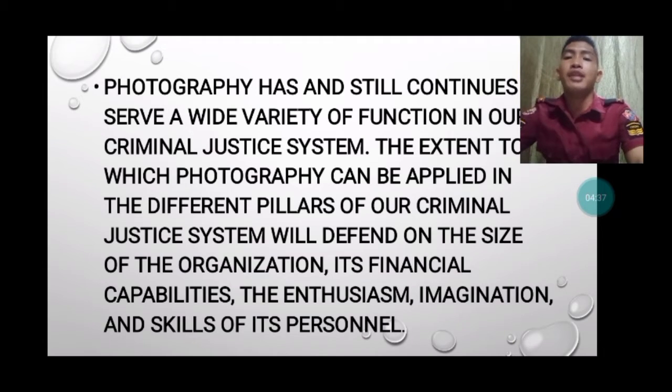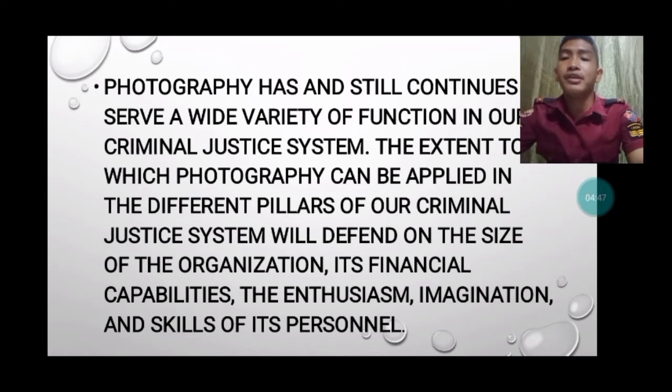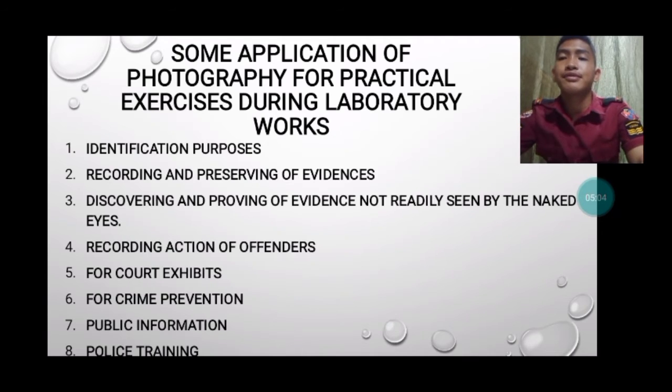Photography continues to serve a wide variety of functions in our criminal justice system. The extent to which photography can be applied in the different pillars of our criminal justice system will depend on the size of the organization, its financial capabilities, and the enthusiasm, imagination, and scale of its personnel. Here are some applications of photography for practical exercise during laboratory works.